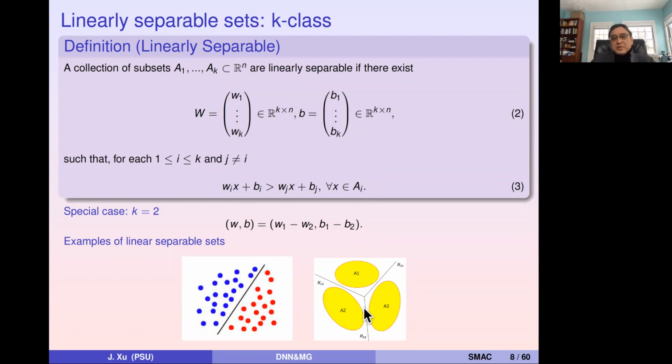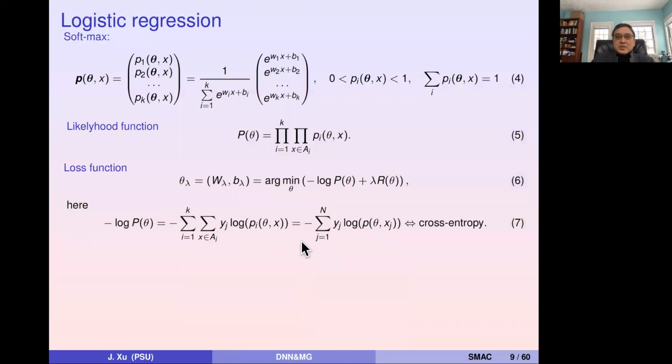For example, you have three classes of sets here. If you take one plane, A1 is the biggest there. So you have three linear functions. In the binary case you only have one hyperplane, but in this definition you have two hyperplanes, and you take the difference of the two. That's how you do the generalization.